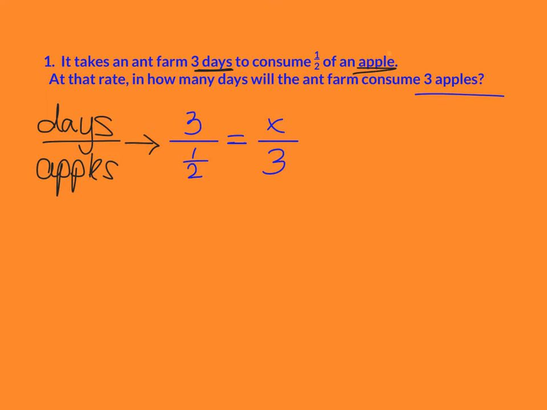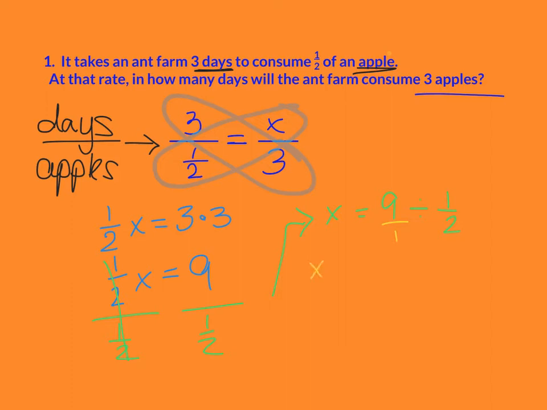So, as always, we are going to be cross-multiplying to find our answer. So, I've got 1/2 times x is 1/2 x equals 3 times 3. 1/2 x equals 9. I know I'm going to be dividing both of these by 1/2. These cancel. I'm left with x equals 9 divided by 1/2. Of course, I'm going to make that into a fraction.